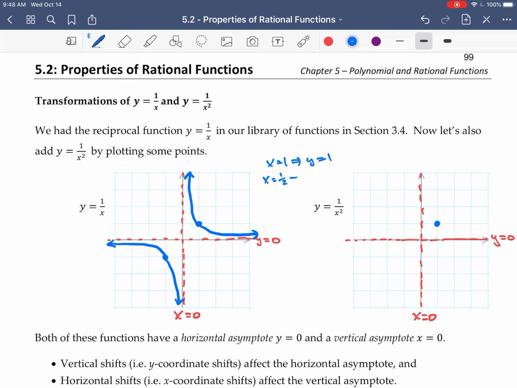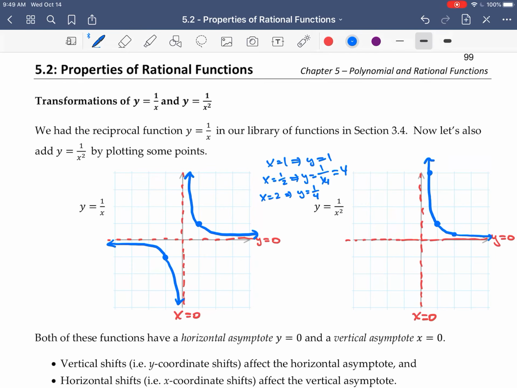X equals 1/2 gives me y is equal to 1 over 1/2 squared. So that's actually 1/4. So I'd flip the bottom and multiply. That's actually going to give me 4. So that's up here. Okay, and if I plug in x equals 2, then y is 1 over 2 squared, so 1 over 4. So it's down here. So we actually get the same shape, but it's a bit stretched. So it grows a bit faster and shrinks a bit faster on this side.